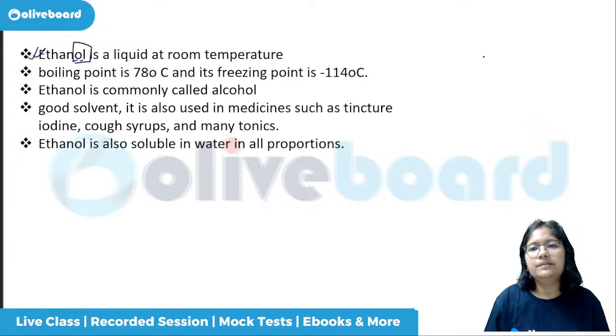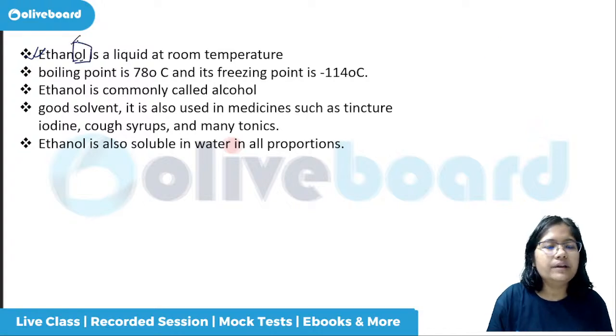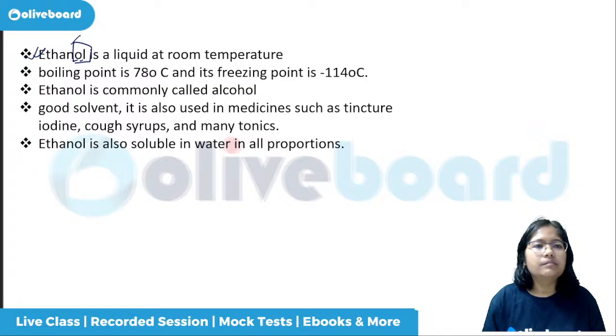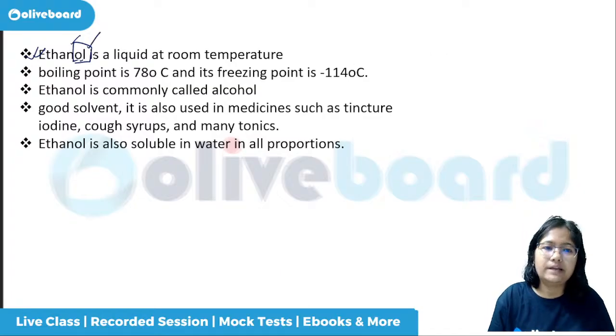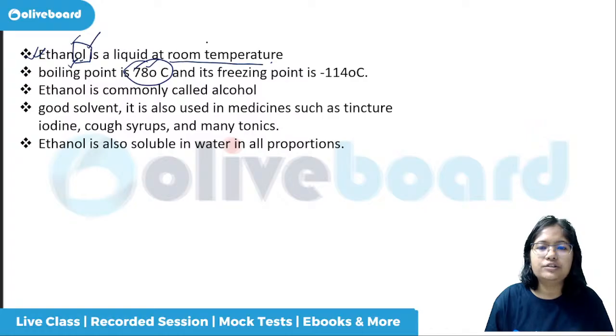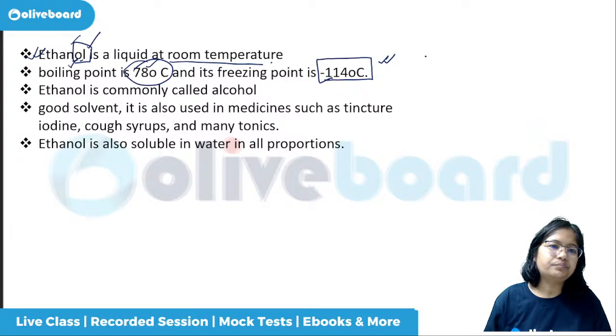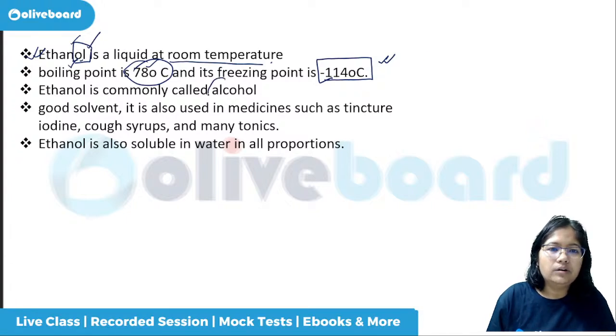Okay. If in place of this, one group can also be attached, say in case of ethanol, it can be an OH group. Okay, it is liquid at room temperature. Boiling point, just before some time there was the question, if you remember, that the boiling point was 78 degrees Celsius and the freezing point is minus 114 degrees Celsius. Commonly called alcohol.